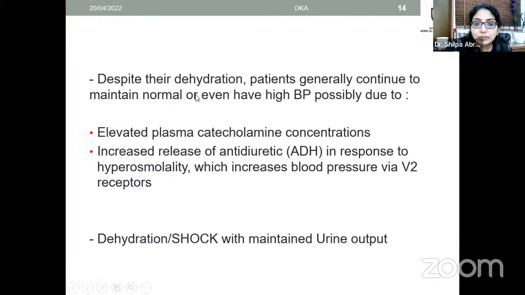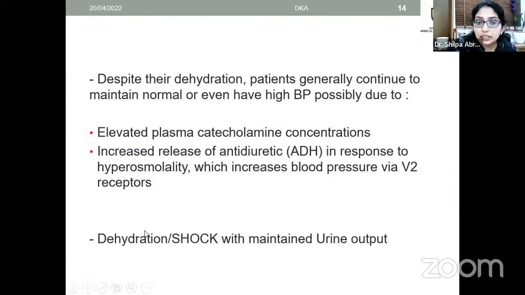So this is one important point that you have to remember about DKA. In DKA, though the dehydration is severe, getting a hypotensive shock is not very common. Okay, it is not that it cannot happen, but it's not very common. So that's why again I'm saying, when you are seeing a patient who is requiring a lot of fluid boluses, you should always think of a cause beyond. There is DKA plus there is some other cause for it.